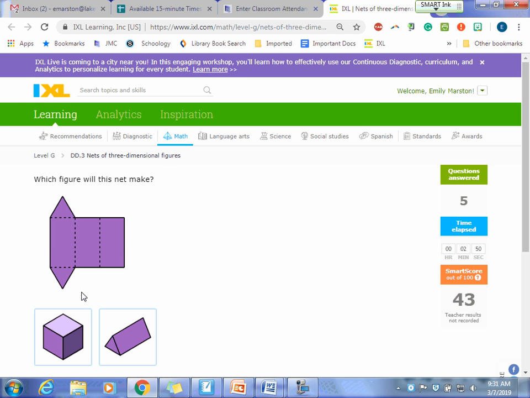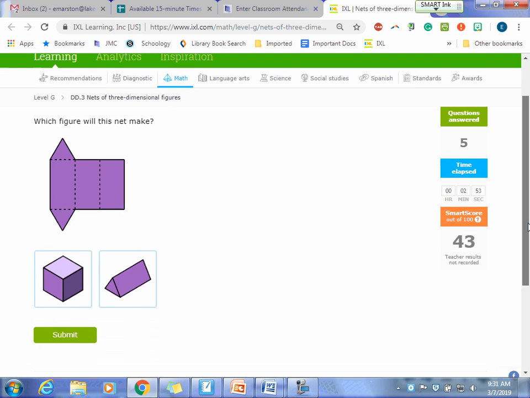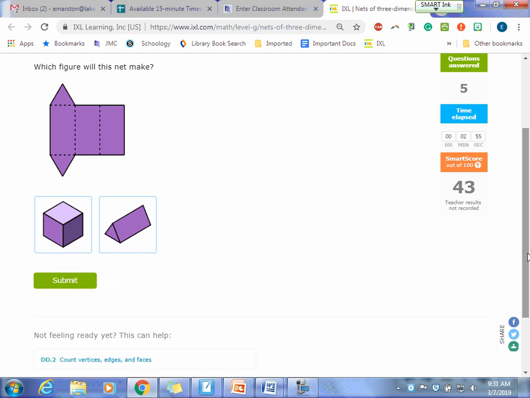Okay? We'll do one more. You kind of cut the sides up and laid it flat like a piece of paper on your desk. Madison, what would it make? The second one, right? Kind of you see the triangle sides.